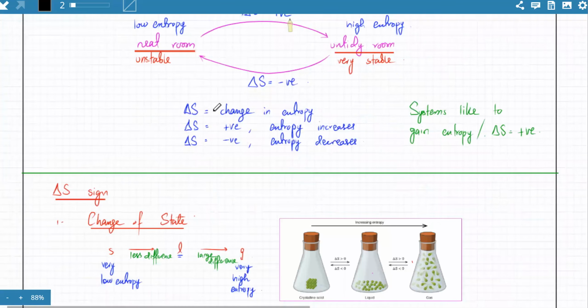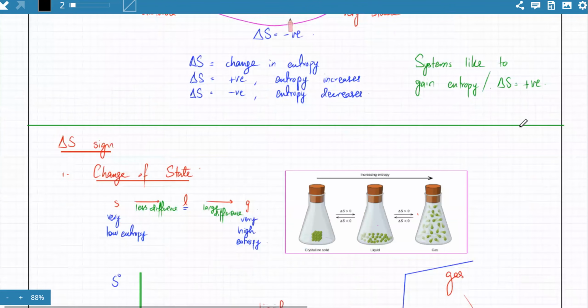Anyway, you need to know the sign of delta S, which could be positive or negative. If a process has a positive delta S, that means the entropy is increasing. If the delta S is negative, the entropy is decreasing. And systems like delta S positive. They like to go towards high entropy or a more disordered state. The S represents entropy. S is the symbol of entropy. Okay?